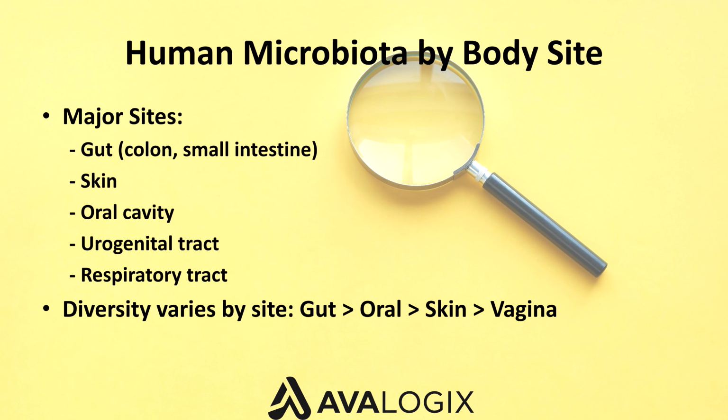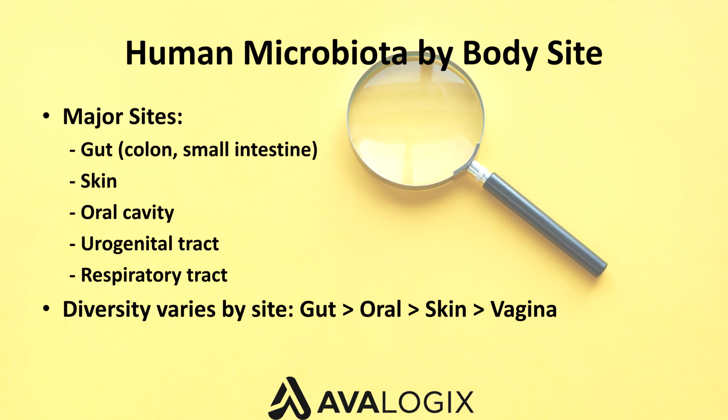In the oral cavity, surfaces like the tongue, teeth, and gums support complex biofilms. Genera like Streptococcus, Veillonella, and Actinomyces dominate. Constant exposure to food and saliva keeps this ecosystem dynamic. The respiratory tract, especially the nose and throat, hosts Haemophilus, Neisseria, and Staphylococcus. The lungs, once thought sterile, also harbor low biomass communities that influence immunity.